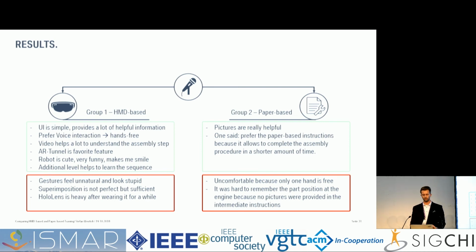And participants from group 2, paper-based, stated that the pictures are really helpful, and one said, which was surprising, that they would prefer the paper-based learning because it allows them to finish the entire task really fast. But they also stated that it's uncomfortable to carry it all the time while assembling the engine, and it was hard to remember the position when there were no pictures anymore in the instructions.